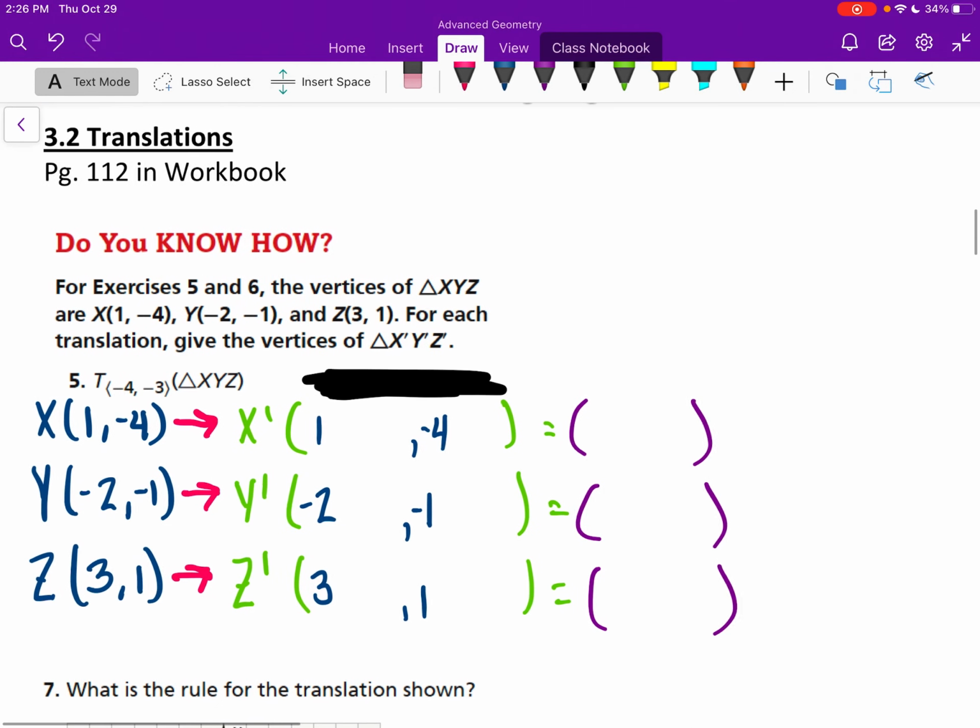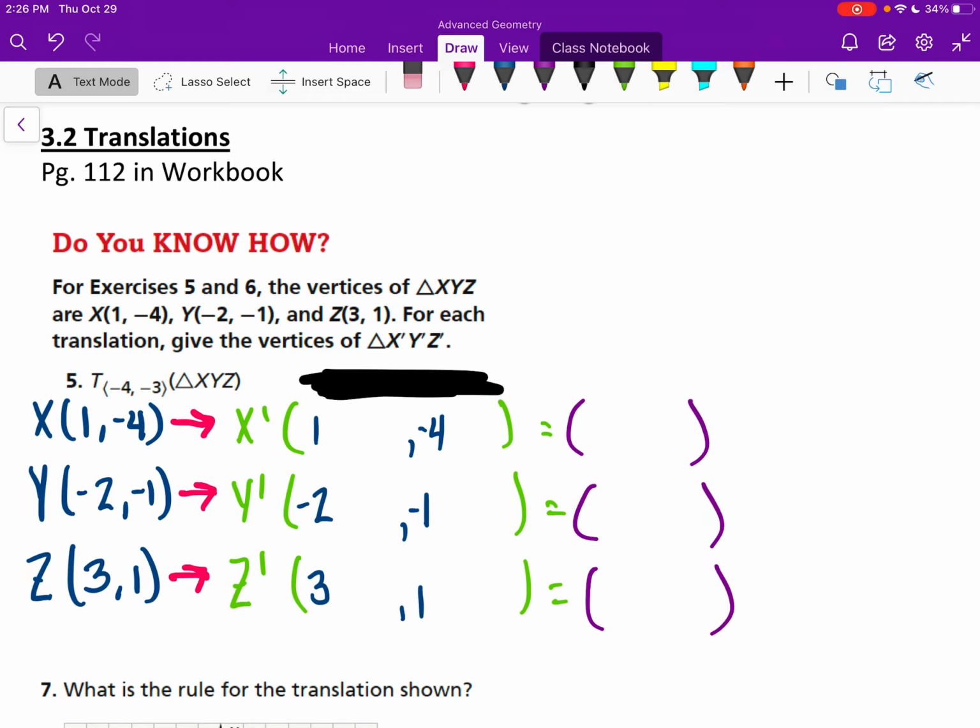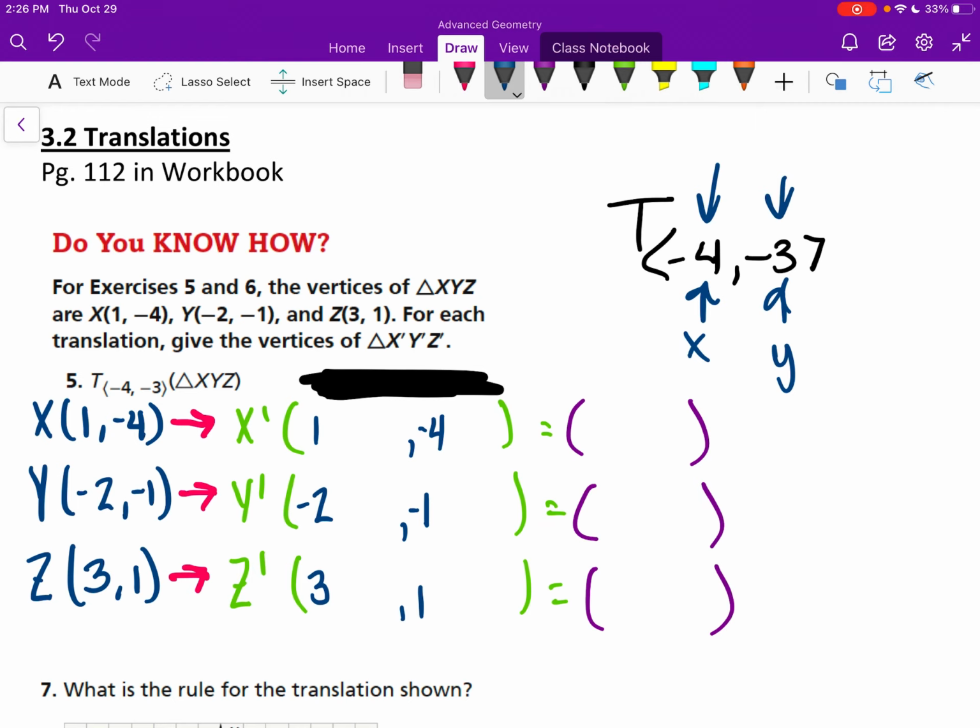Translations was how we moved a figure to the right or to the left, and we learned that this notation that you see here in number 5 of a translation of -4, -3. -4 means we change the x by -4, and we change the y by -3. So knowing our x is our side to side, if we're negative on the x-axis, that means we're going to the left. And if we're negative on the y-axis, that means we're going down. So we're translating this unit left 4 and down 3.